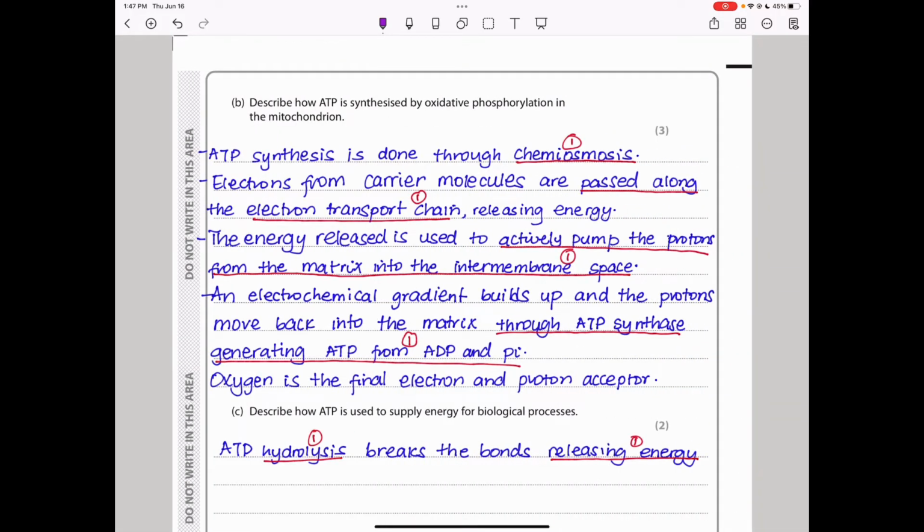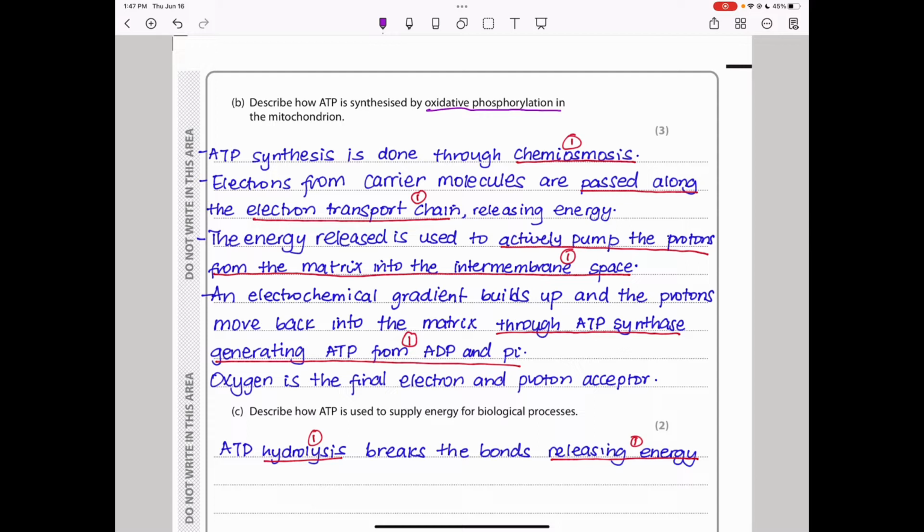It says, describe how ATP is synthesized by oxidative phosphorylation. Here it means we use oxygen in the mitochondrion. One thing every answer requires is for you to state that ATP is synthesized through chemiosmosis. So this earns you 1 mark. And then you say the electron carriers, of course, are going to deliver, or the carrier molecules will pass along the electrons to the electron transport chain.